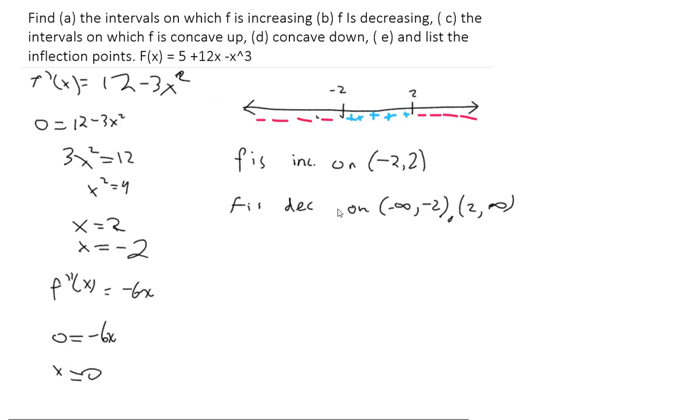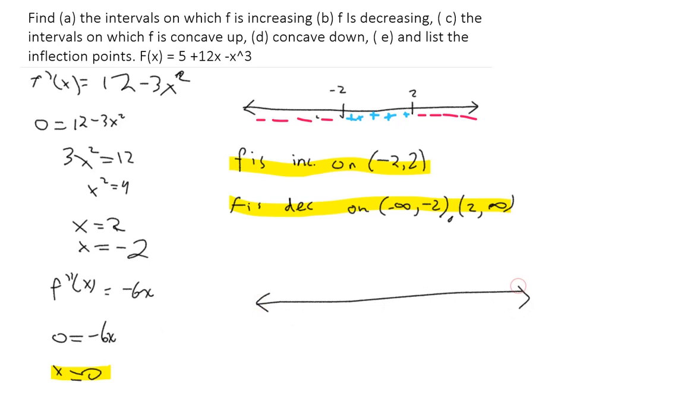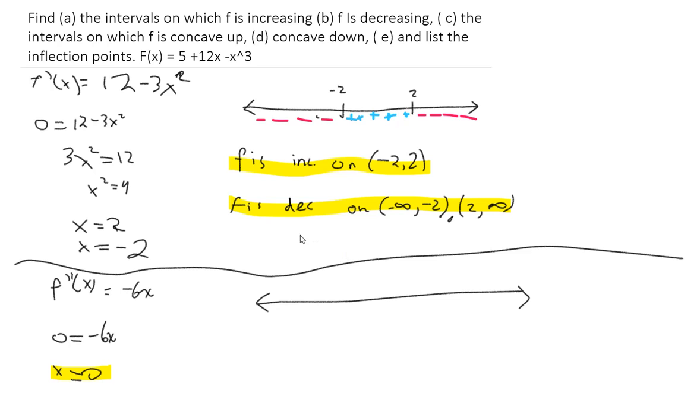So let me highlight this. That's A, that's B, that's E. But we still need to see C and D. And so since we know that this is our inflection point, now we can draw a number line. This barrier represents the second derivative here. And so the inflection point is x equals 0.